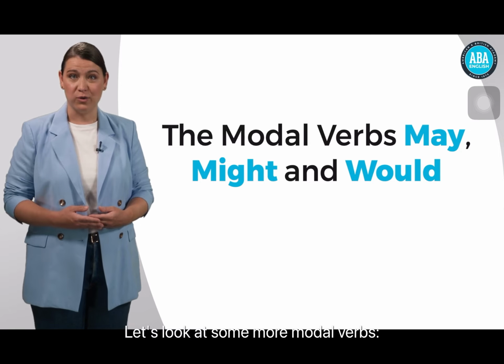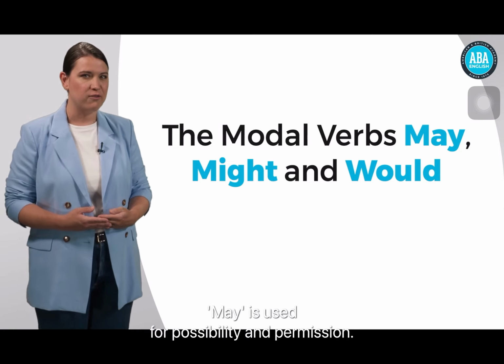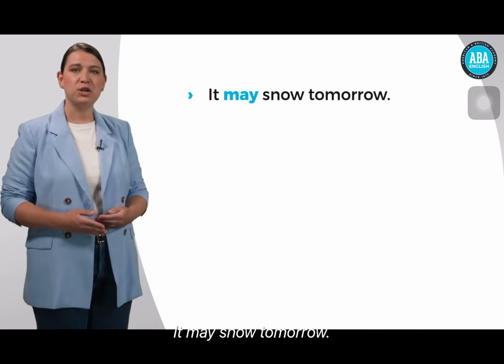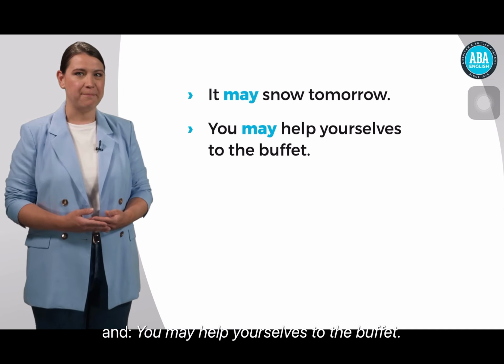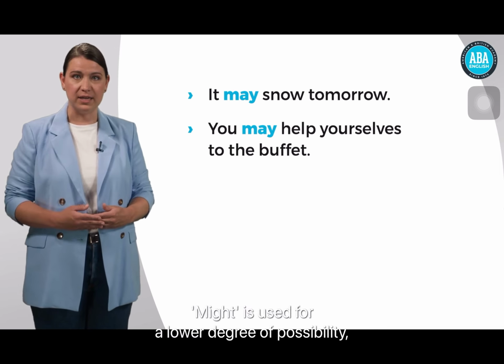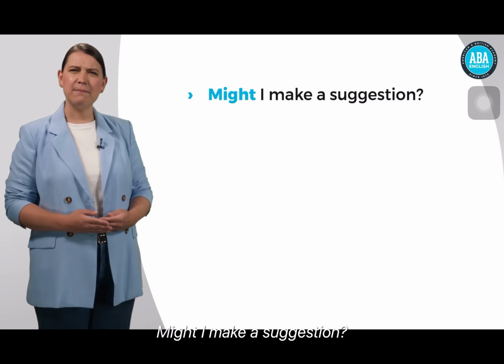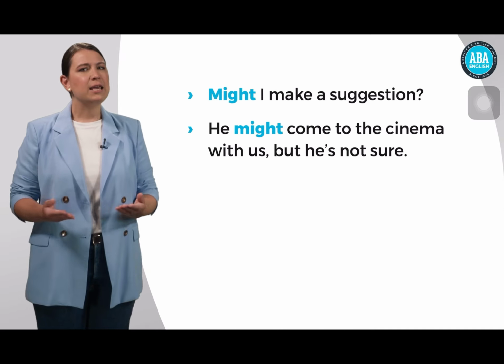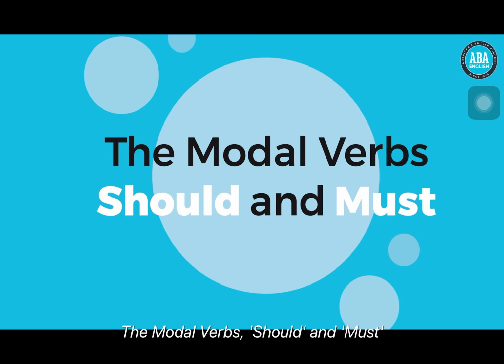The modal verbs may and might. Let's look at some more modal verbs. May is used for possibility and permission. For example, it may snow tomorrow, and you may help yourselves to the buffet. Might is used for a lower degree of possibility and more formal permission. For example, might I make a suggestion? He might come to the cinema with us. He's not sure.